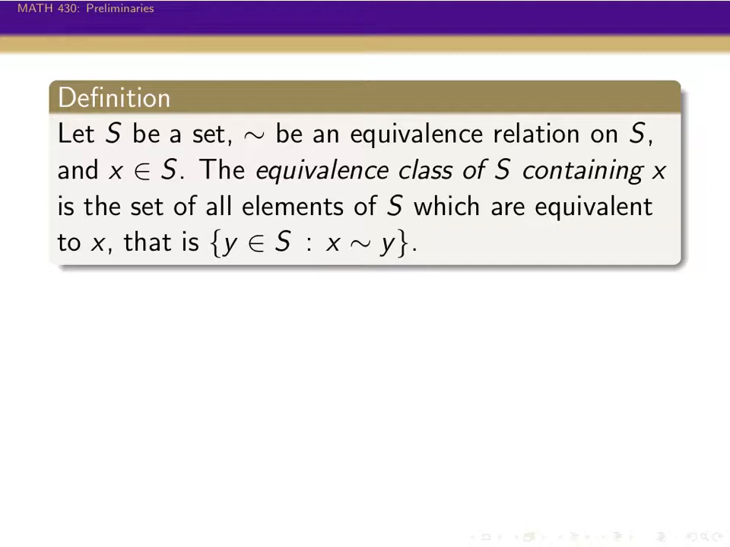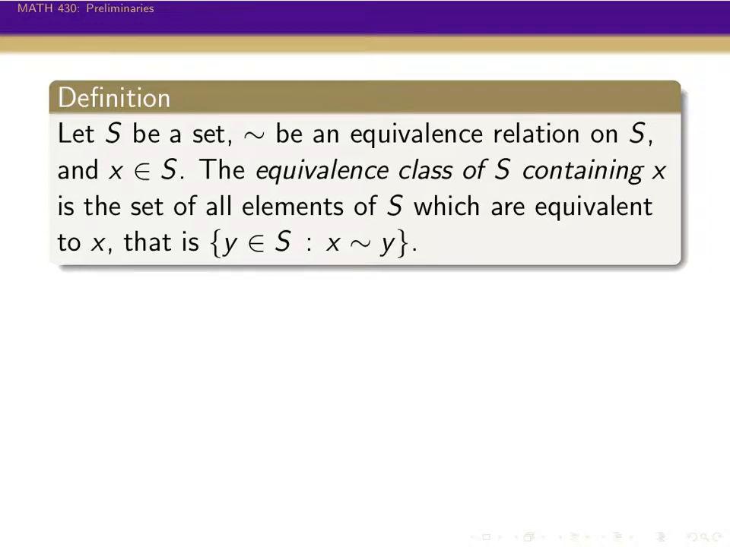Okay, so once we have an equivalence relation on a set, we can start talking about what are called equivalence classes. Hopefully you covered this when you took discrete math, but if not, we can talk about it now. When we have an equivalence relation on a set S, and you take some element x, then the equivalence class of S containing x, or sometimes we'll just say the equivalence class for x, is the set of all elements of S that are equivalent to it. So it's all the y such that x is equivalent to y.